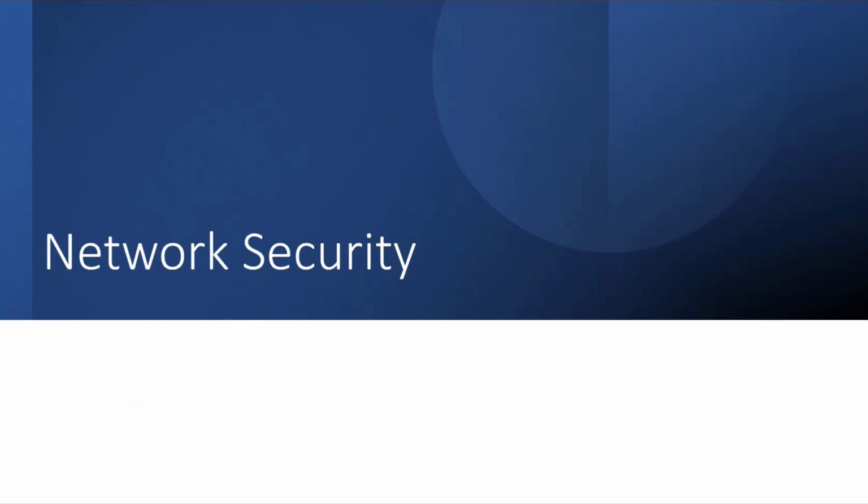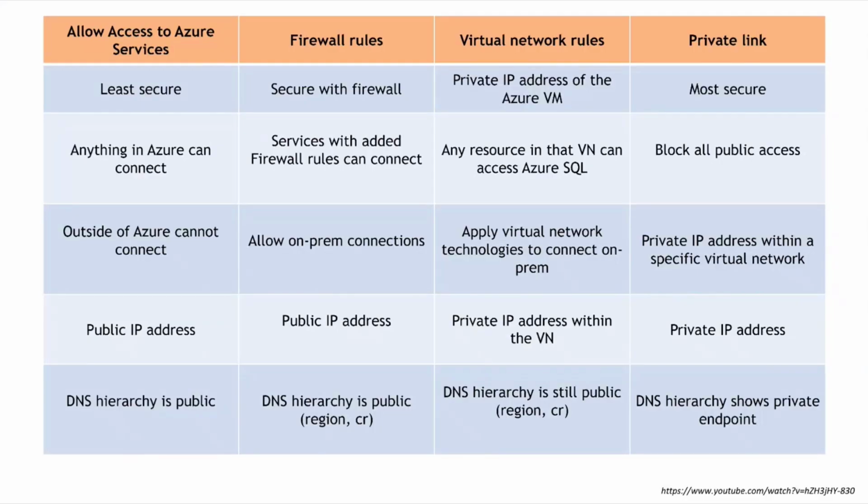Let's talk about the network security, the outer layer of security in Azure. So there are different options of network security available in Azure. Let's talk from the least secure to the most secure. As you move from the left side to the right side, we will see least secure to the most secure. Let's talk about the least secure ones.